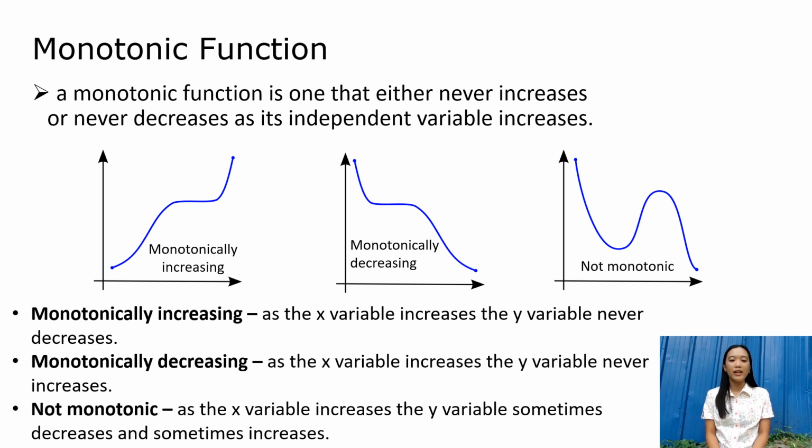Monotonically increasing. As the x variable increases, the y variable never decreases. Monotonically decreasing. As the x variable increases, the y variable never increases. Not monotonic. As the x variable increases, the y variable sometimes decreases and sometimes increases.